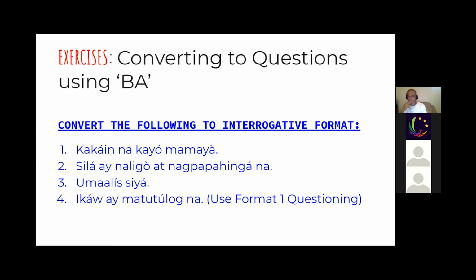How about the third one? At the end? Yes, after the action. If there is no na, the ba goes after the action. Umaalis ba siya? Right? And the last one, at the end? Yes, ikaw ay matutulog na ba? Okay.